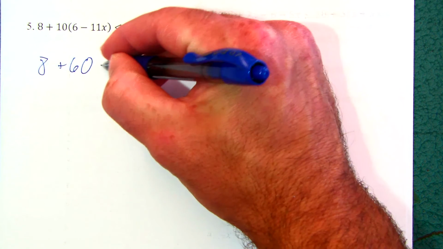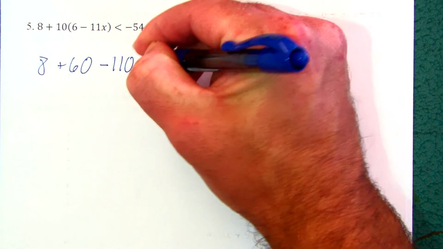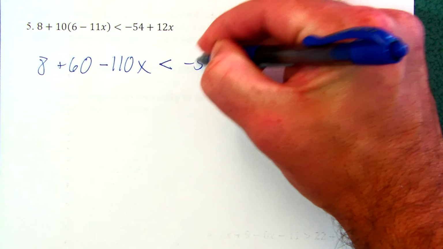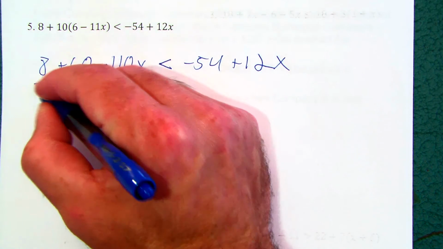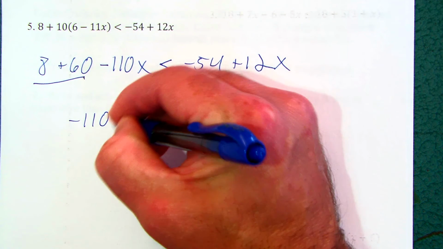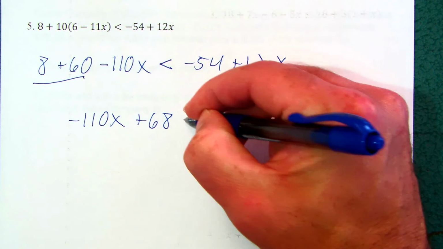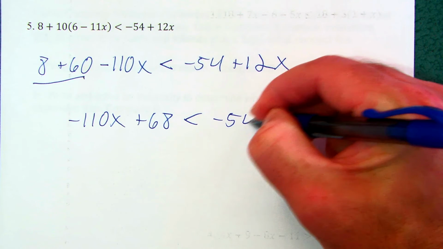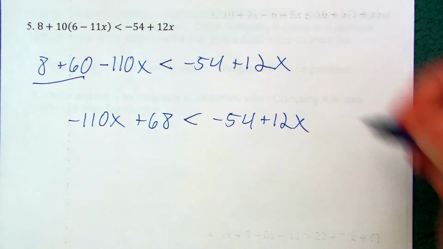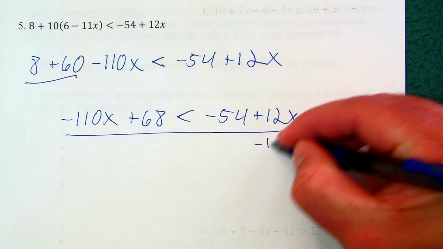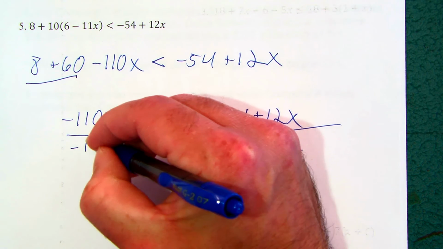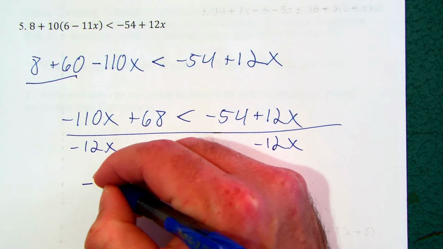All right, so again, distributive property gets started here. 8 plus 60 minus 110x is less than -54 plus 12x. We still have some like terms we got to combine here. All right, so I'm going to subtract 12x from both sides. Again, I just like to keep the variable on the left with these, especially the negative part doesn't bother me too much.